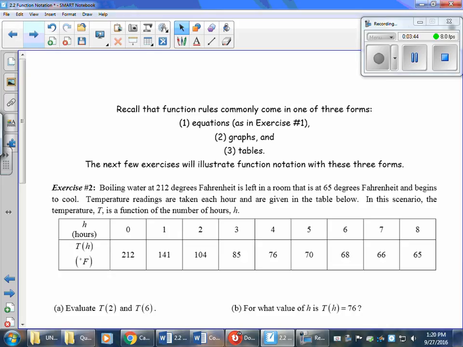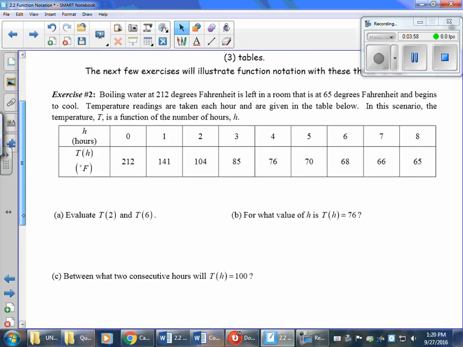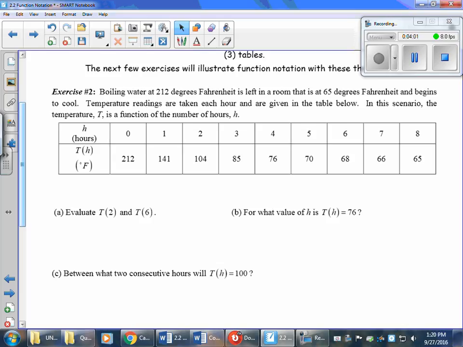Recall that function rules commonly come in 3 forms, like we talked about in the last lesson: equations, like we just went over, graphs, and also tables. The next few exercises will illustrate function notation with these 3 forms. So exercise 2, boiling water at 212 degrees Fahrenheit is left in a room that is 65 degrees Fahrenheit and begins to cool. Temperature readings are taken each hour and are given in the table below. In this scenario, the temperature T is a function of the number of hours h. H then is our independent variable, where T of h is our dependent variable.